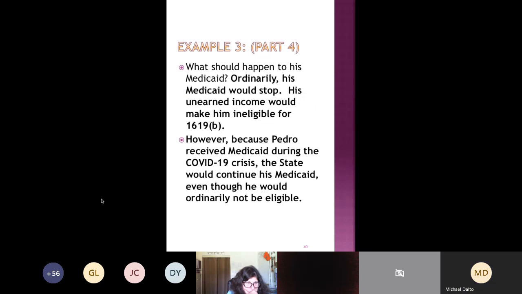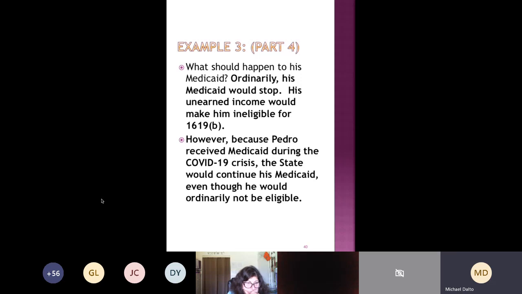Well, ordinarily, his Medicaid would stop. Remember that 1619B rule only applies if your SSI stops due to earnings from work, not due to unearned income. If your unearned income stops your SSI, unearned income such as unemployment insurance benefits, then ordinarily your Medicaid would stop as well.